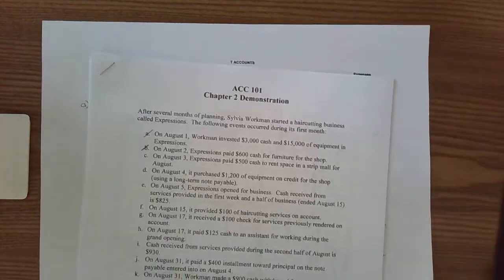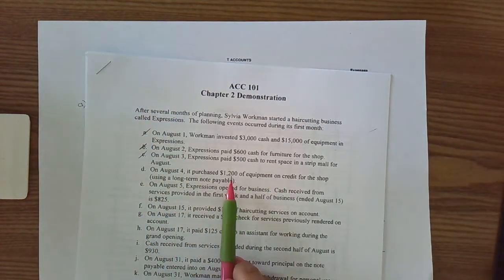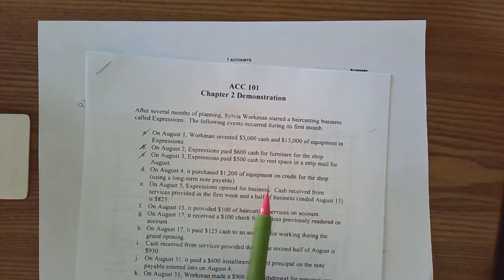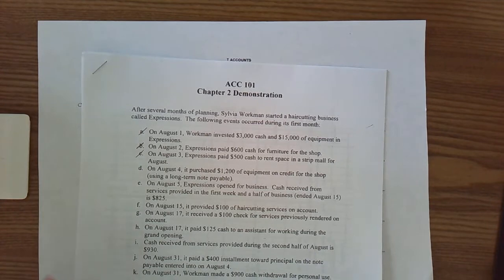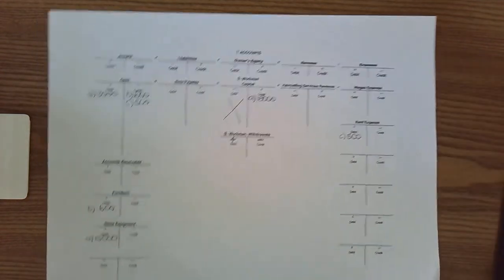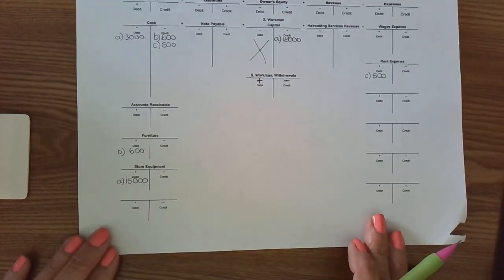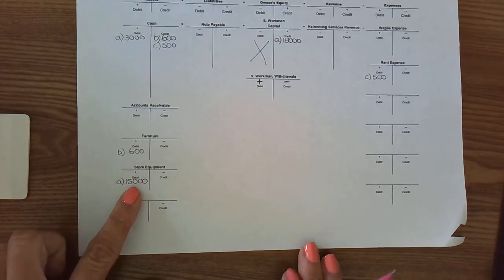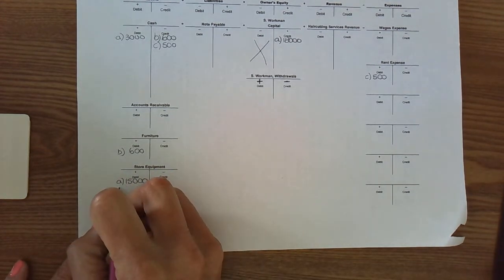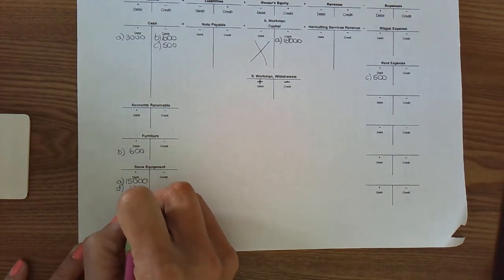All right, for letter D, we purchased $1,200 of equipment on credit using a long-term note payable. Remember, this does not have anything to do with cash. There is not cash listed in that transaction. So we purchased some equipment, so we're going to add to our equipment. This is going to be letter D and $1,200.